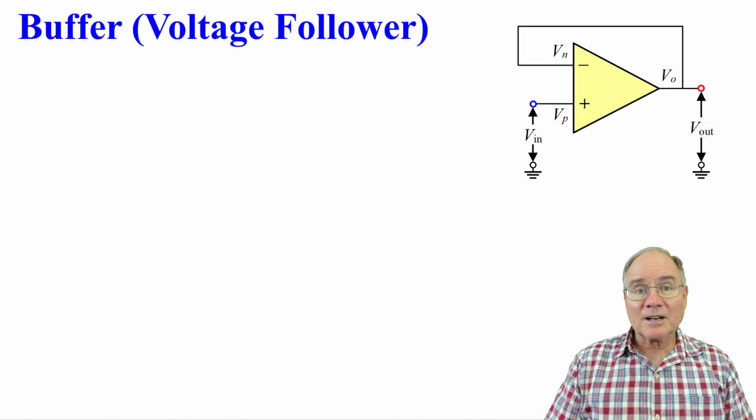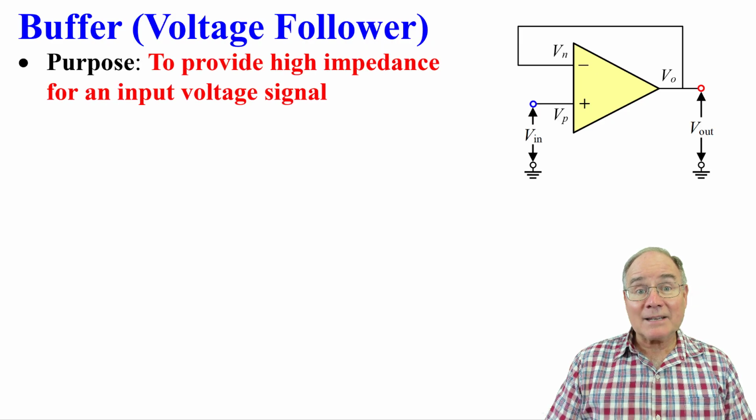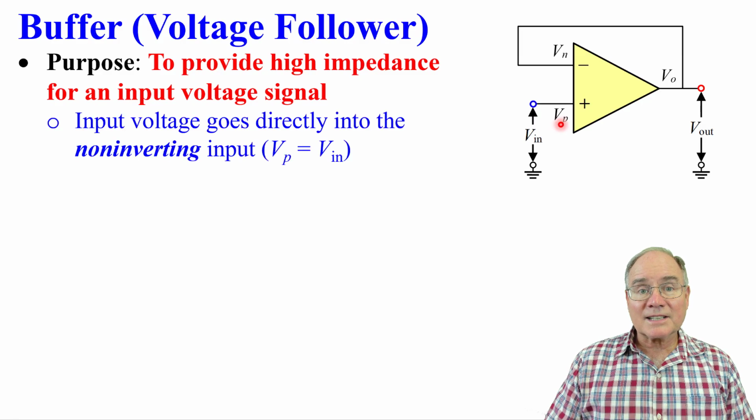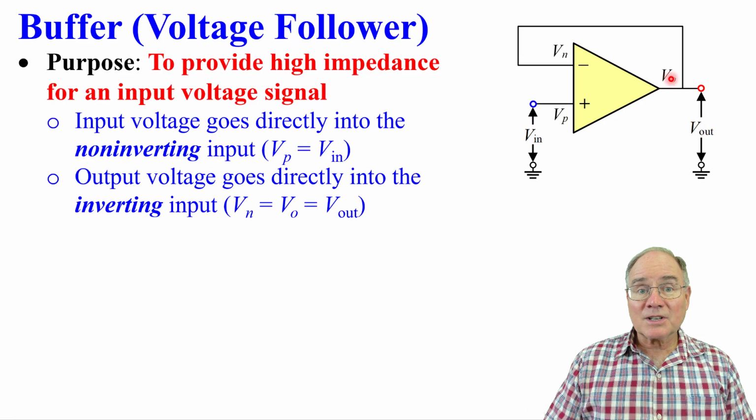Here's a buffer, also called a voltage follower. Its purpose is to provide high impedance for an input signal. The input voltage is connected to the non-inverting input. The output voltage is fed back into the inverting input, so Vout, Vo, and Vn are all the same.